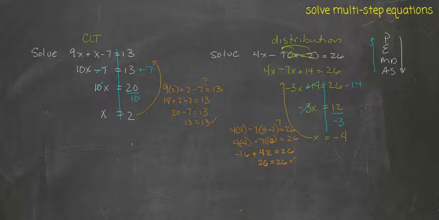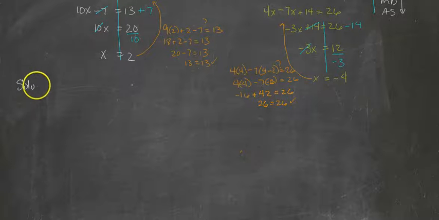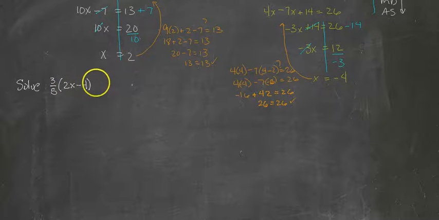Let's do one more. It's a little bit tricky. And then I'll let you practice some of your own. So solve 3/5 times the quantity 2x minus 4, equals 18.